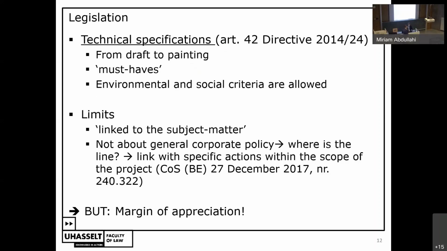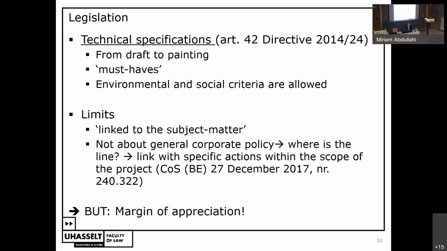Technical specifications, very short. We talked about the paintings. With a technical specification, you go from a draft, from an idea, to your painting, to something very concrete, something that is there, something that you want. The specifications are the must-haves. So every economic operator who is interested in presenting an offer should comply with the technical specifications. It's important to take into account when we want to include circularity.